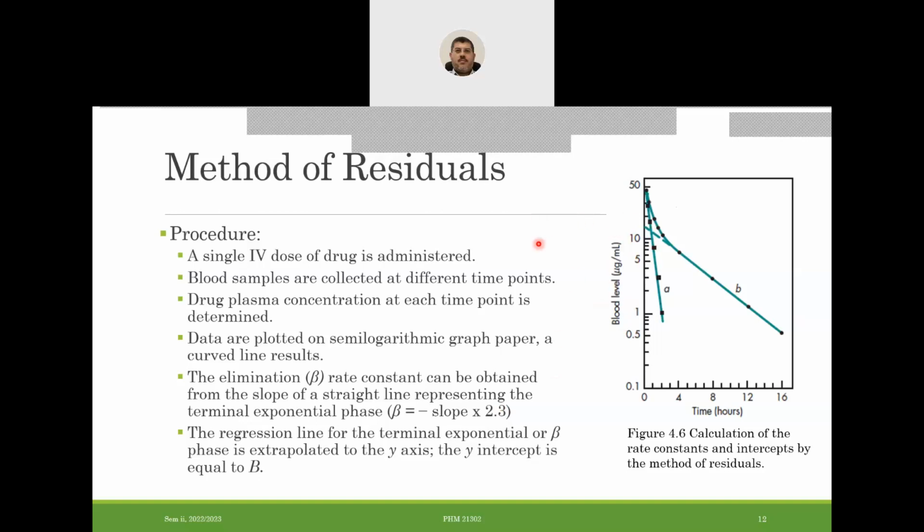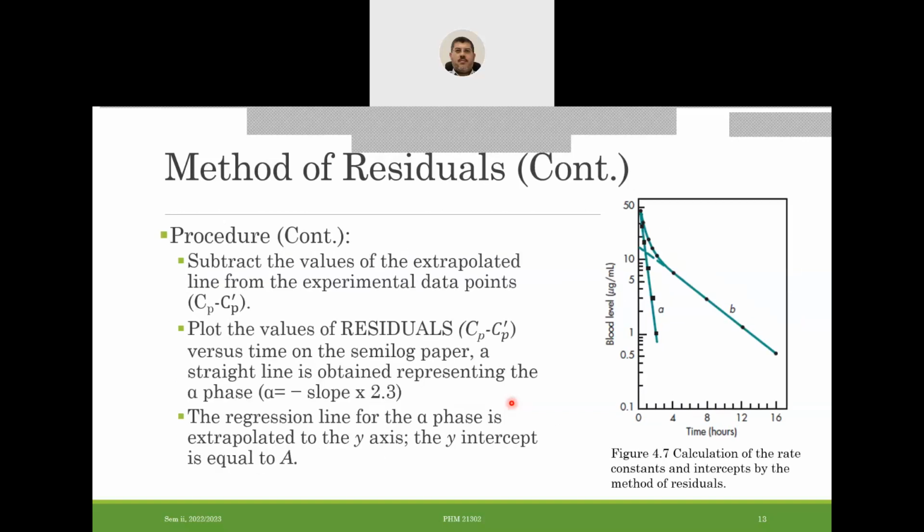Okay. If you are plotting ln concentration versus time, then you don't need to use this factor for conversion. Just measure the slope, calculate the slope immediately, and change the sign from negative to positive. Okay, this is how we do it.